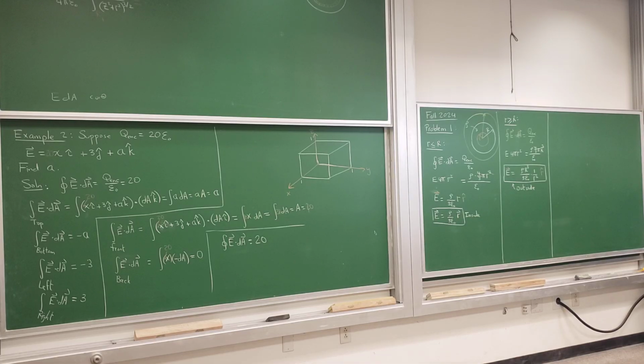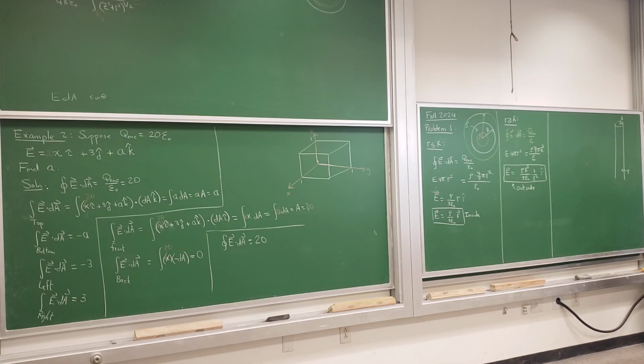Problem two is a solid, infinitely long cylinder, and the charge density is rho. In the cylinder, the charge density is rho. This is the cross section here. Otherwise, the cylinder would extend upward to infinity and downward to infinity.